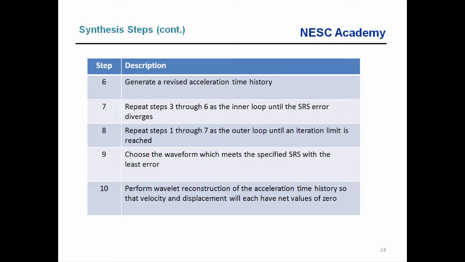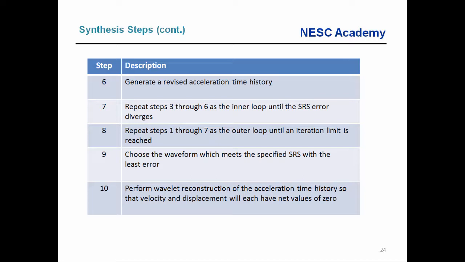So we're going to come up with, in this example, 300 candidate waveforms, where a waveform is a series of damped sinusoids. And then we're going to choose the waveform. The winning waveform is going to be the one which meets the SRS specification with the least error. So that's how we're going to get a damped sinusoid series to match the SRS within reasonable tolerance bands.